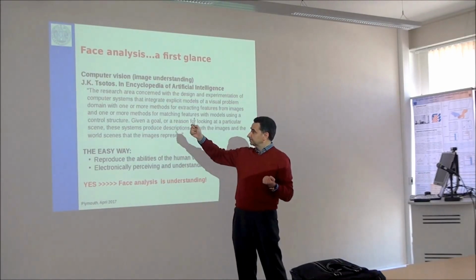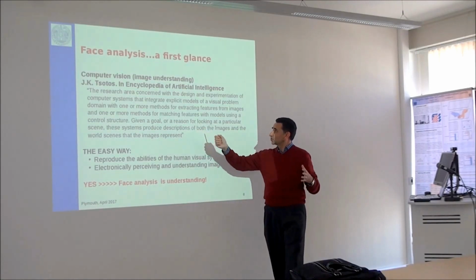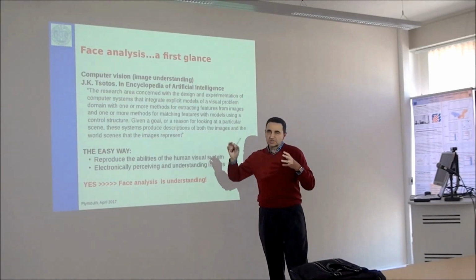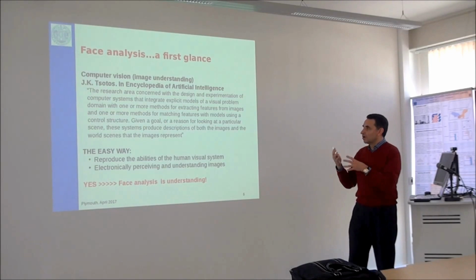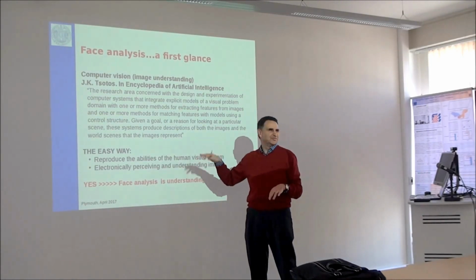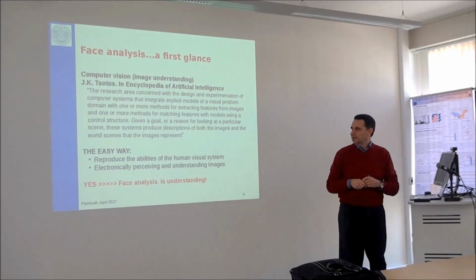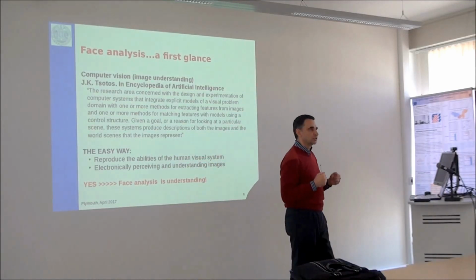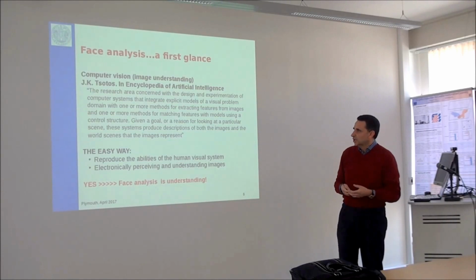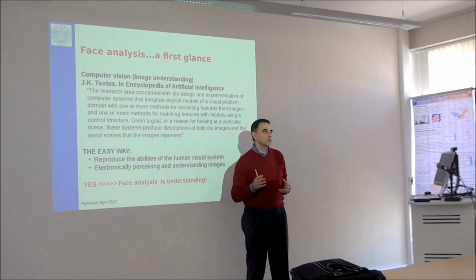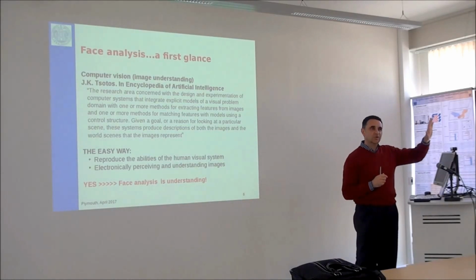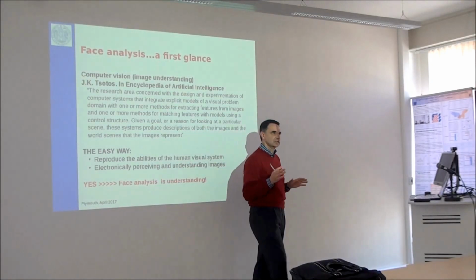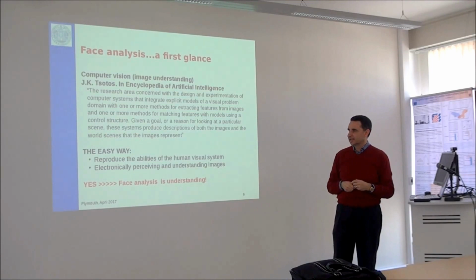He says, given a goal or a reason for looking at a particular scene, a system should produce descriptions of the scene and models and what the image represents. Very complex. Let me say the easy way. Image understanding is when we want to use cameras, images, to reproduce the abilities of the human visual system. We have this as a comparison. The human visual system. And each time we want to reproduce these abilities, we are talking about image understanding.